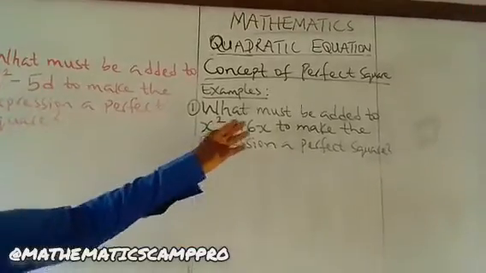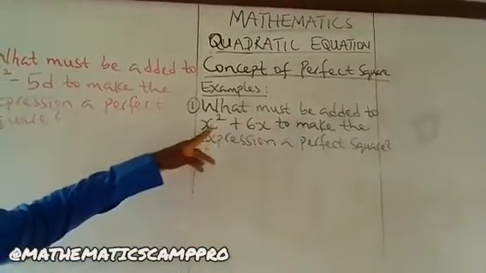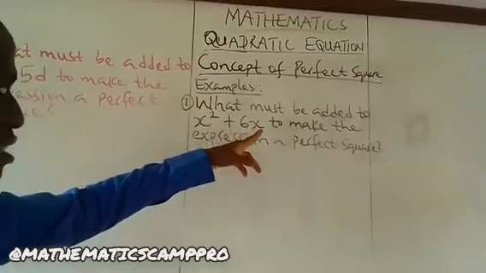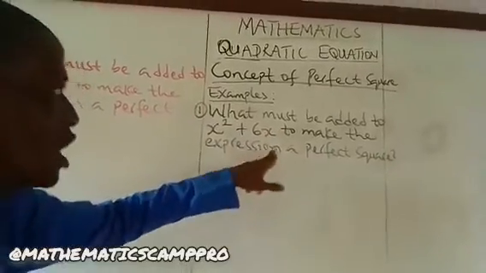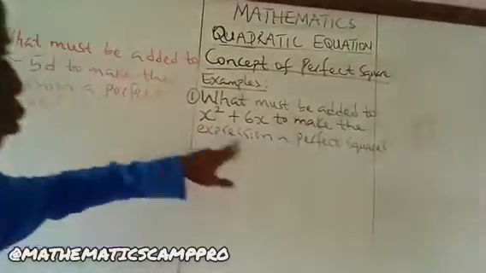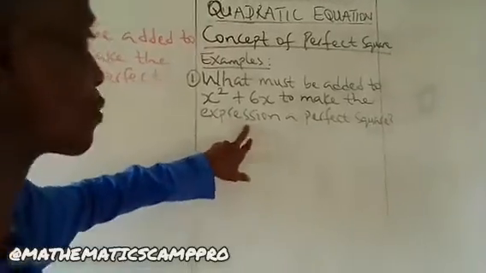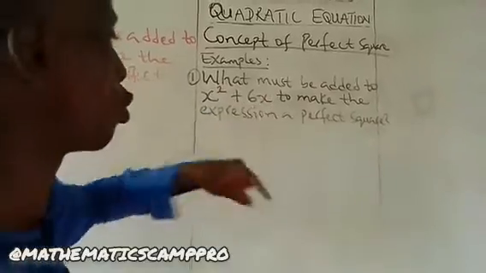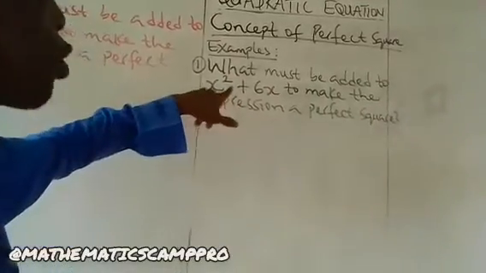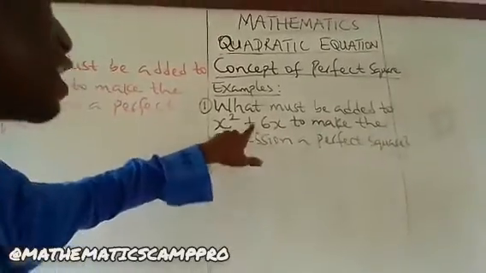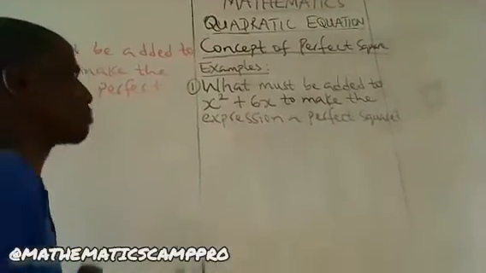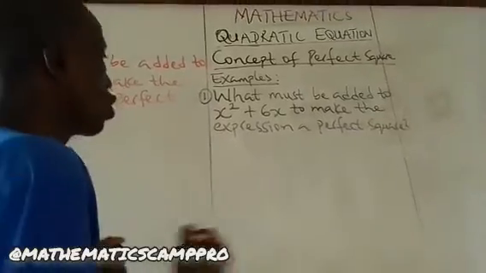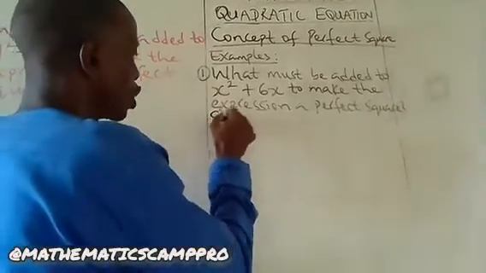Now, we are asked that what must be added to x squared plus 6x to make the expression a perfect square. Why is this an expression? I said when we don't have equals to attached to a quadratic, it is an expression. That is why it's an expression. Now what is the solution? It is very simple. Look at this form, solution.